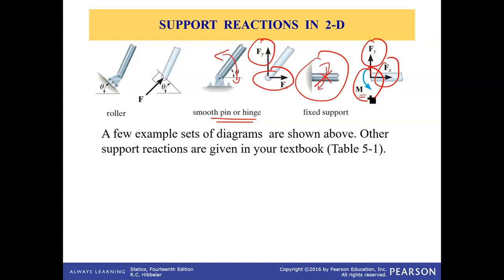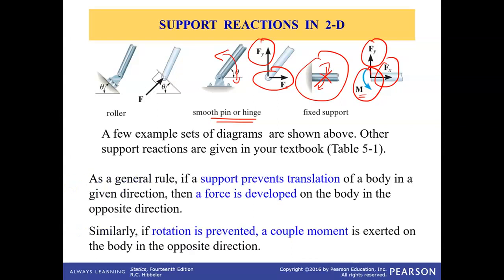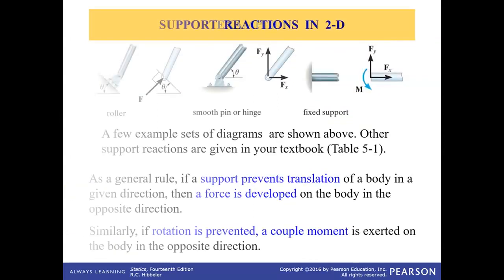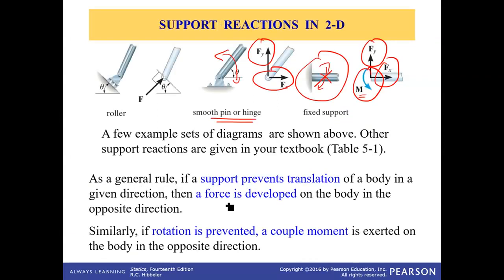Okay, so there is a third support reaction here. When it's a roller support, then that's the support reaction. You can read this as a general rule. If a support prevents translation, then it adds a force which prevents the translation, acting in the opposite direction. Similarly, if rotation is being prevented, for example by this fixed support, a couple moment is exerted on the body in the opposite direction.